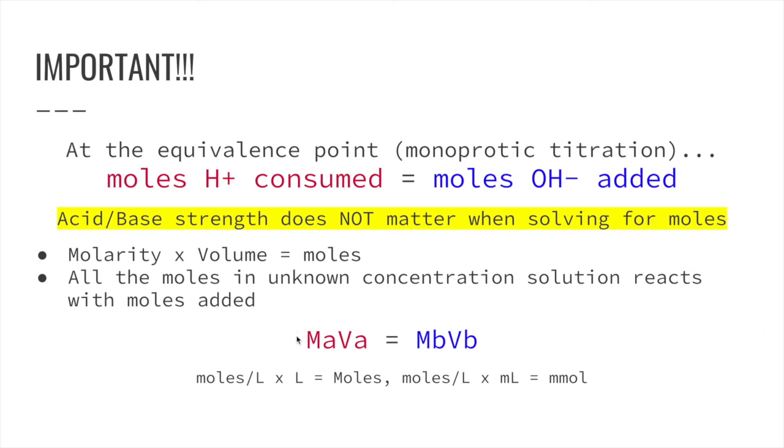Use this equation right here to get between molarity, moles, and volume. Although volume should be in liters, you'll be given almost all titration volumes in milliliters. This is okay as long as you use milliliters on both sides of the equation. Remember that molarity times milliliters is millimoles, and molarity can only be moles over liters.